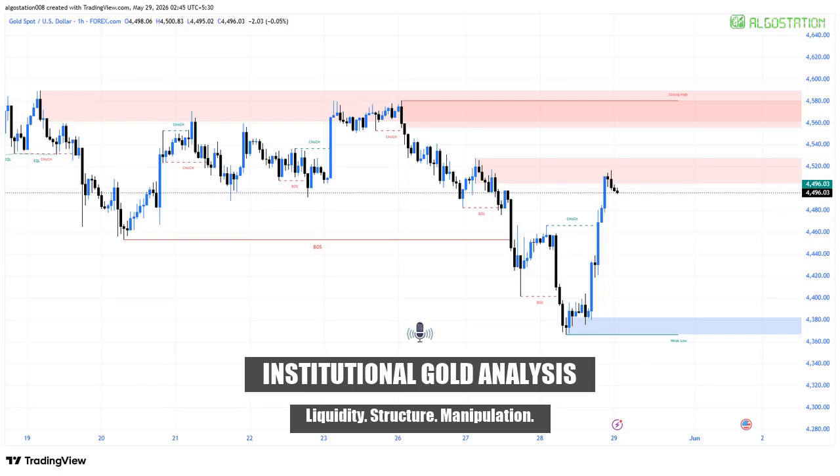Gold just delivered one of the cleanest institutional reversals on the chart. A massive sell-side liquidity raid was followed by aggressive displacement to the upside. But the real question is this: are institutions preparing for continuation or engineering a trap before another expansion move?